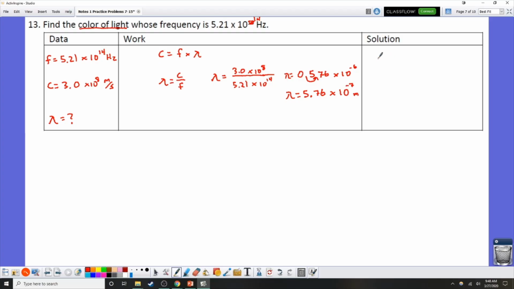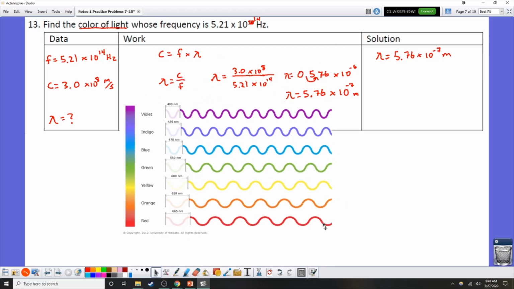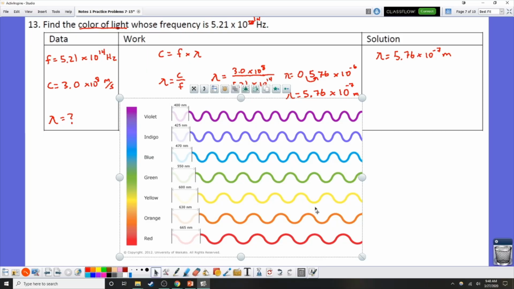So we can write that down right now in our solution panel, but that's not our actual answer. I'm just going to write that down here: times 10 to the -7th meters. All right. The question was asking to find the color of light, so we're looking for a color. Well, there was a graph in our notes that corresponded wavelength to color, and it looked like this. I'm going to go ahead and expand this out right here so that we can see this.